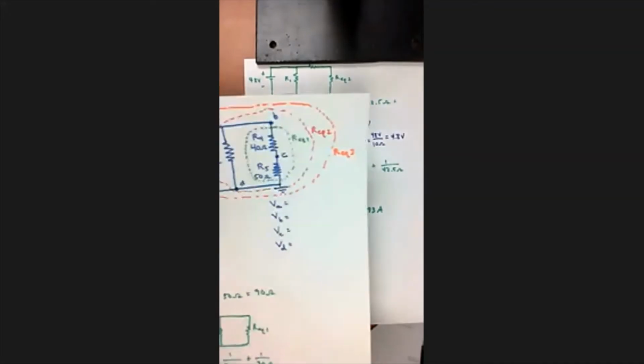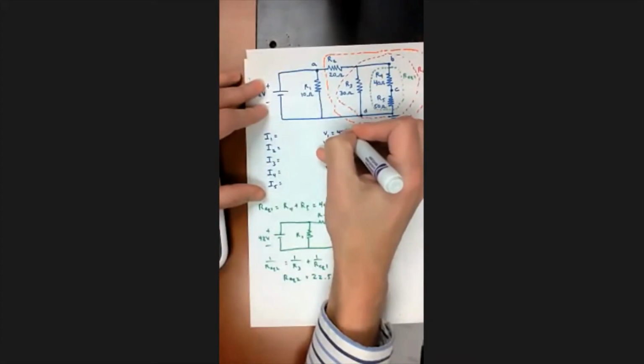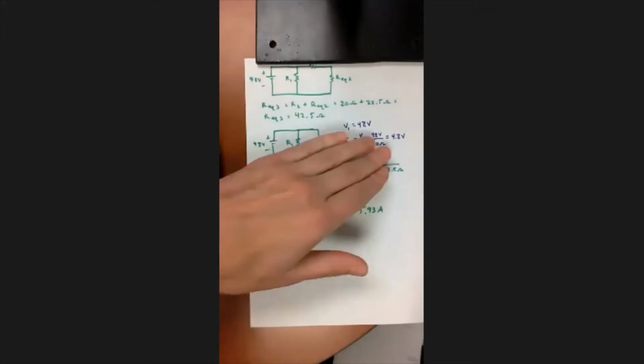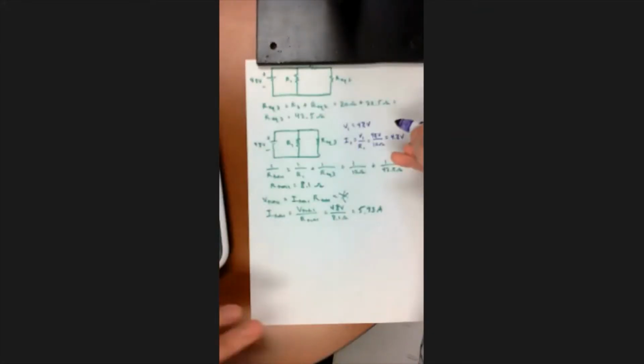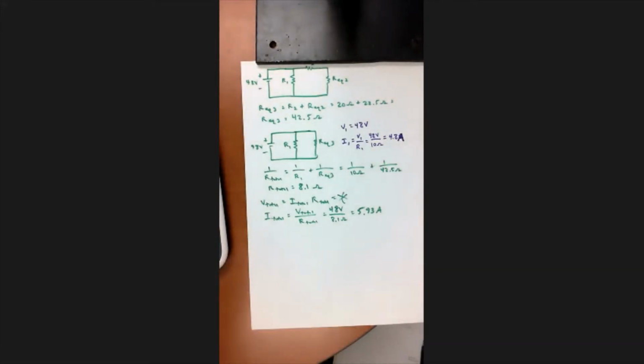I can put those back in my original problem. So V1 is 48 volts. And I1 is 4.8. That shouldn't be volts. That should be amps. Okay, 4.8 amps.